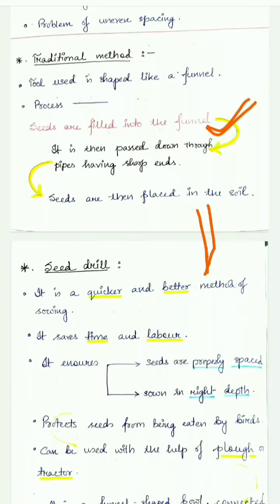So this is how the second method works, the traditional method. First, seeds are filled into the funnel. The second thing is, it is then passed down through pipes having sharp ends. Then the third, seeds are then placed in the soil. So finally, this is how the second method works. Understood? Okay, let's move to the next one.